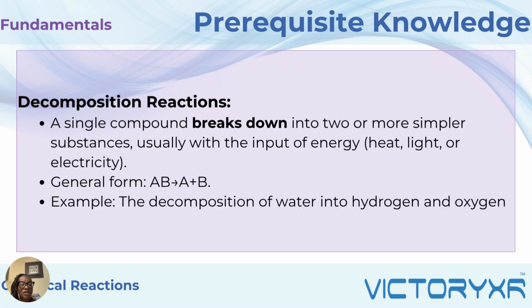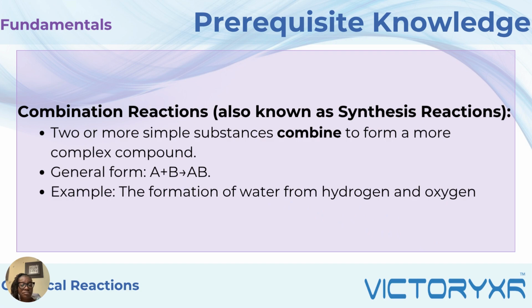Decomposition reactions are when a single compound breaks down into two or more simpler substances. Usually it takes energy, something like heat, light, or even electricity. So you have something like AB, a compound that is formed, that breaks up into two different components, or the components that made it up, A plus B. So the decomposition of water into hydrogen and oxygen would be an example of a decomposition reaction.